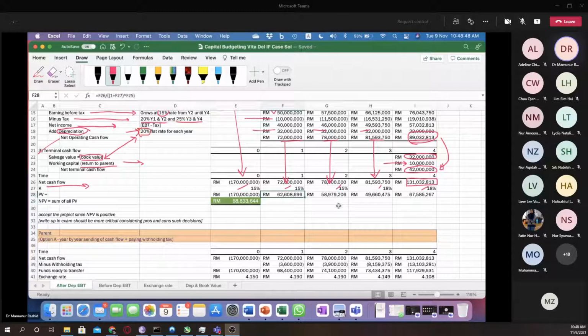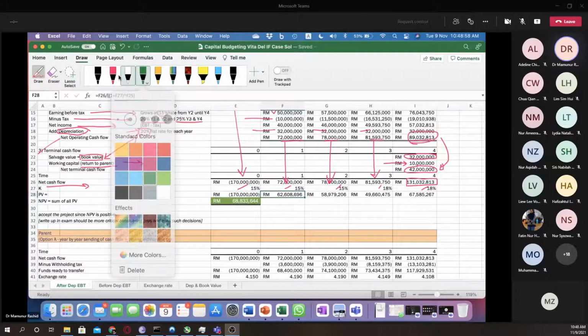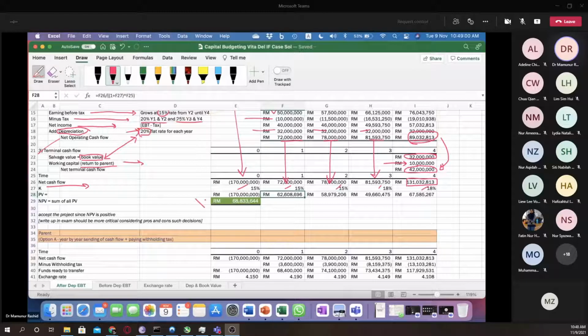Add all the present value. First one is a cash outflow, all other cash inflow. If you add them all, you will get the net present value, summation of all the present value as your net present value of the firm.